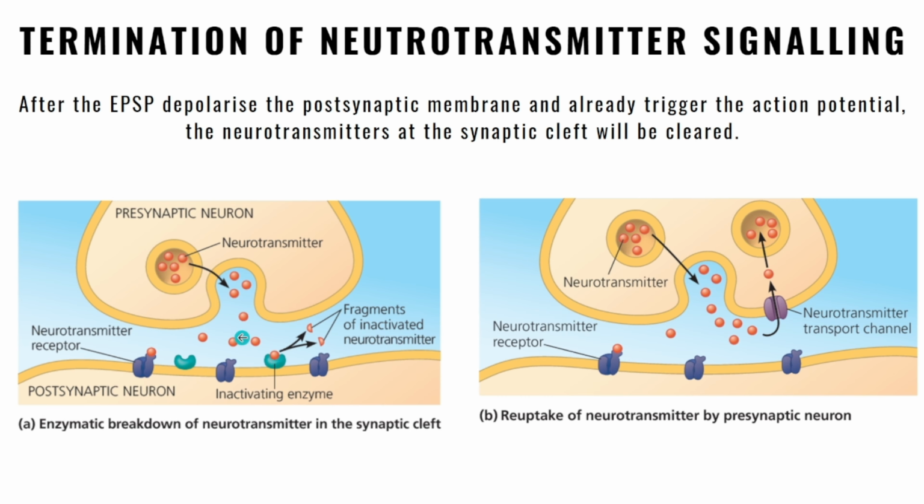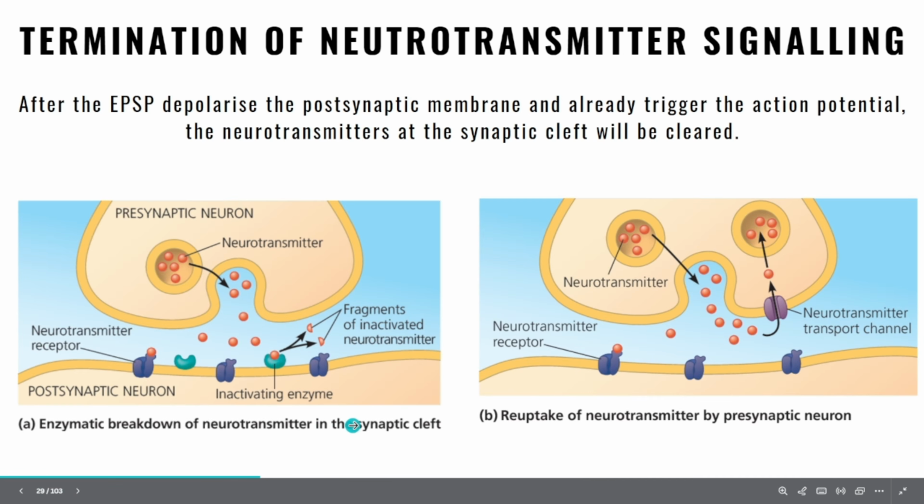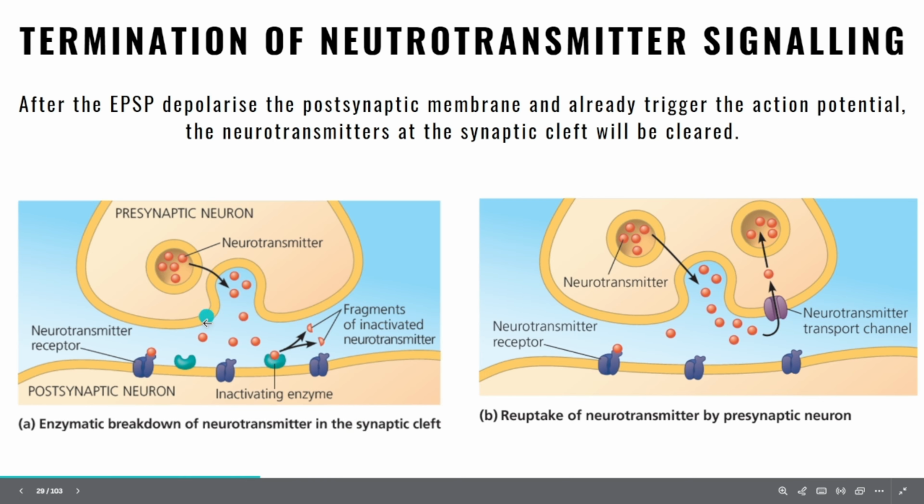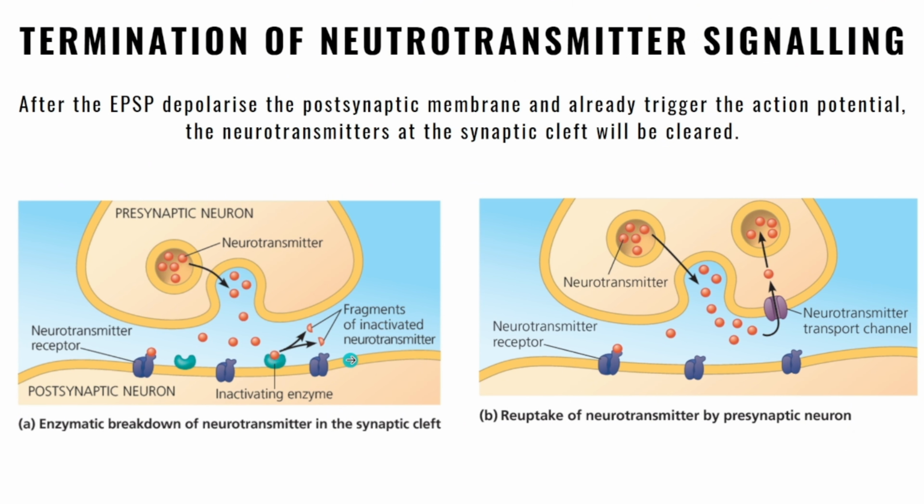If it is not cleared, it means this neurotransmitter can always bind to the receptor. It may go to another region and bind to another receptor, which cannot happen. So the neurotransmitter needs to be cleared. How can it be cleared? Either using an enzyme. Some enzymes can be used to inactivate the neurotransmitter. Maybe it will break down the neurotransmitter, or catalyze a reaction of the neurotransmitter.